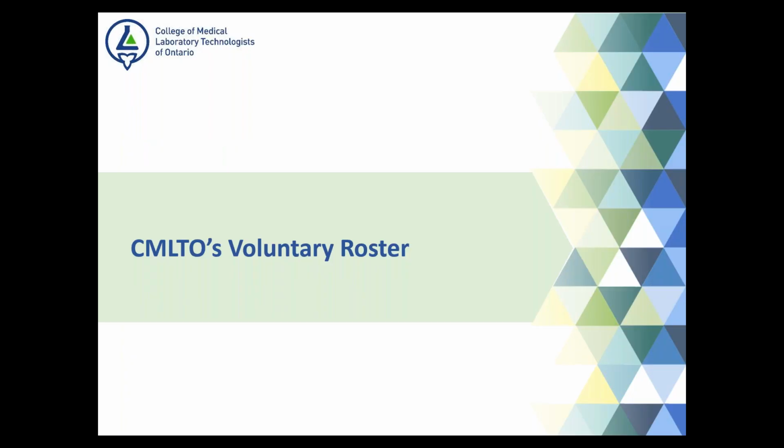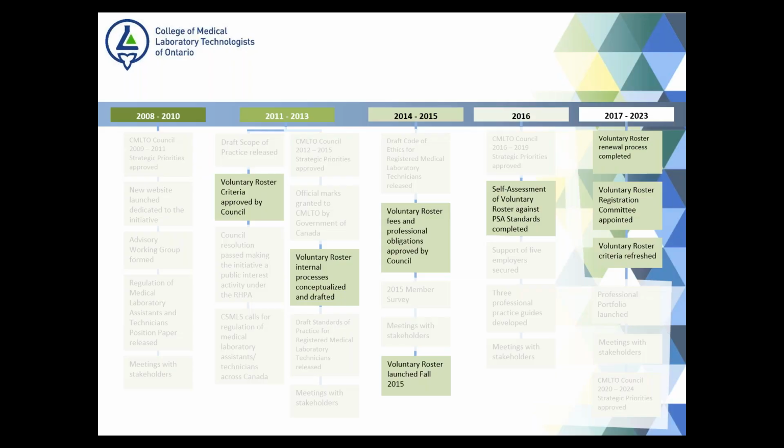I'm going to turn my attention now to the CMLTO voluntary roster. The voluntary roster was an idea that was presented to the board first in 2011. And the original criteria and concept was approved by the board at the time, and from there, internal processes were conceptualized and drafted. In and around this time, the government of Ontario, from a political perspective, was not demonstrating a tremendous amount of interest in regulating new health professions, and at the same time, the Professional Standards Authority from the United Kingdom had come out with professional standards related to professional registries, which is the same kind of concept. And the board approved the movement forward with a voluntary roster as essentially a way to move towards eventual regulation. From there, the voluntary roster fees and professional obligations that I'll talk about in a moment were approved by the board, and the roster was launched in fall of 2015.